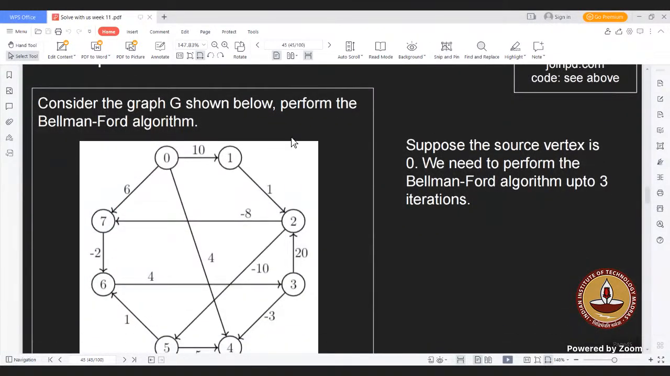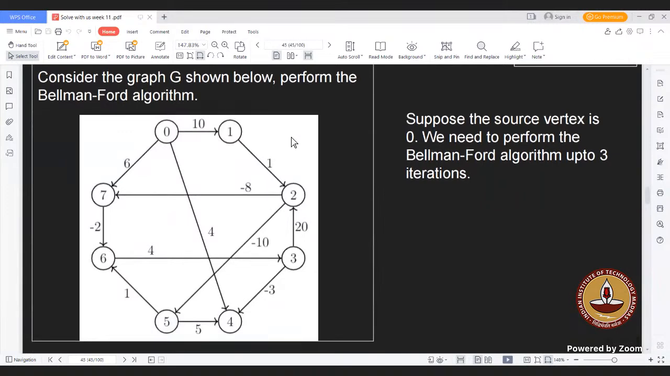Okay, so let's take this graph as an example. Suppose the source vertex is 0. Since Bellman-Ford also has a source vertex, we are now starting from 0. We need to perform the Bellman-Ford algorithm up to 3 iterations. Now I'll show you how to solve this till 3 iterations.